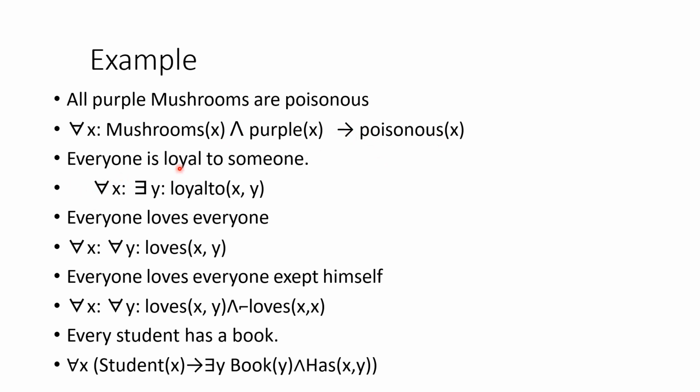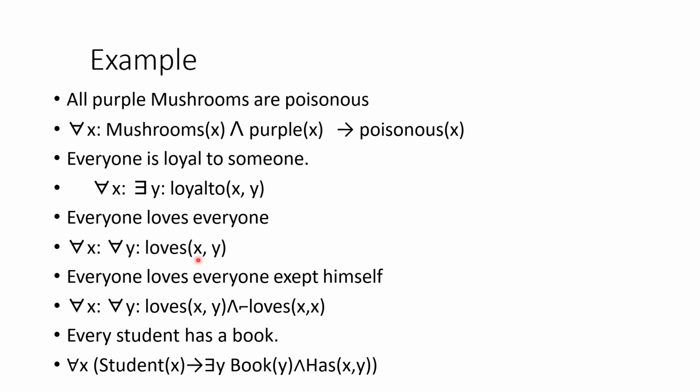Then, everyone is loyal to someone. For representing everyone, we are using the universal quantifier, for all x. It is loyal to someone. For someone, we are representing using the existential quantifier, that is, some y. So everyone is loyal to someone: loyal to x comma y. Everyone loves everyone. Both are everyone, that's why we are writing for all x, for all y.